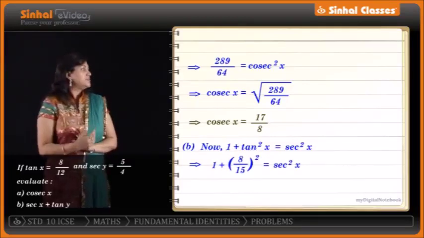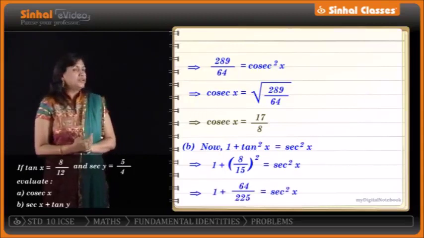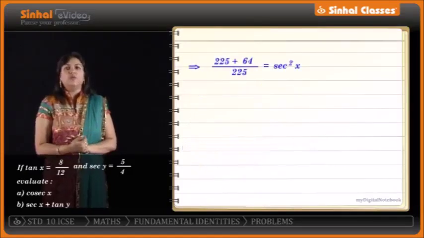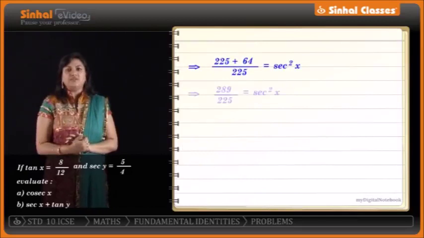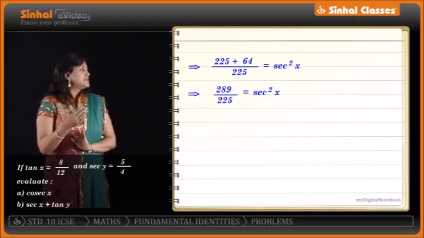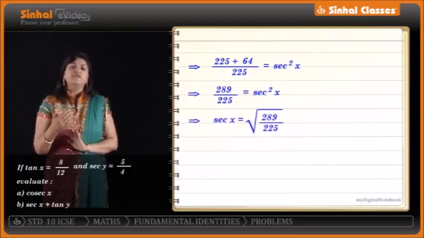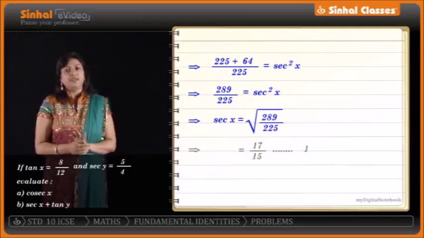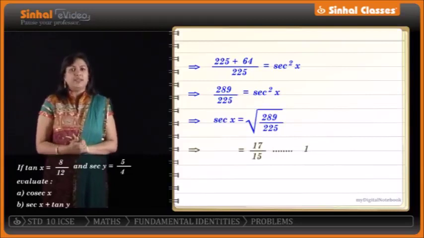So the equation becomes 1 plus 64 upon 225 is equal to sec square x. Take the LCM to get (225 plus 64) upon 225 is equal to sec square x. That is 289 upon 225 is equal to sec square x. Take the square roots on both the sides, we get sec x is equal to root of 289 upon 225, which is 17 upon 15. Same way here, we just take the positive value because sec cannot be negative.